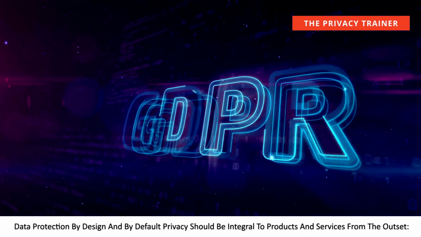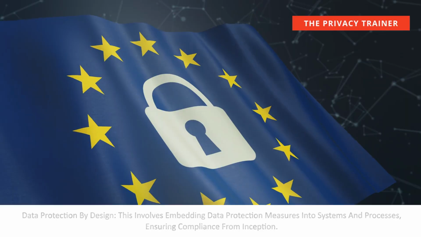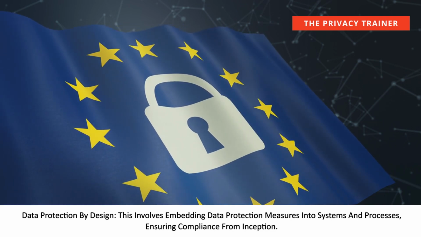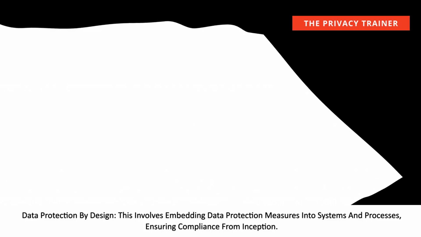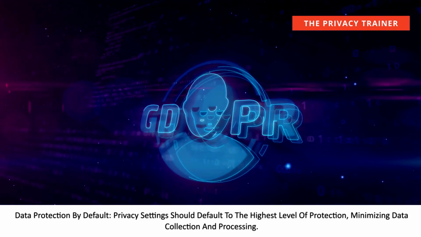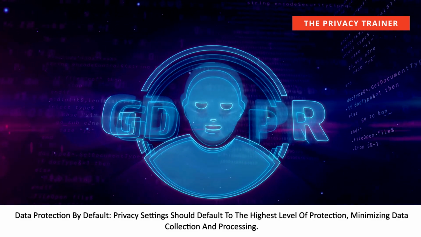Data protection by design and by default. Privacy should be integral to products and services from the outset. Data protection by design. This involves embedding data protection measures into systems and processes, ensuring compliance from inception. Data protection by default. Privacy settings should default to the highest level of protection, minimizing data collection and processing.